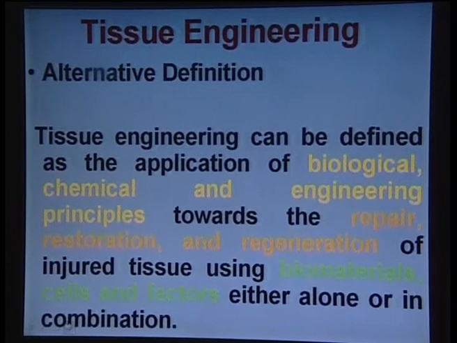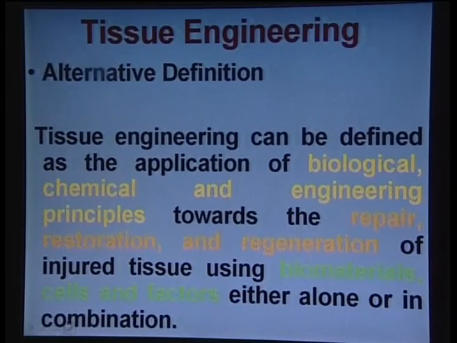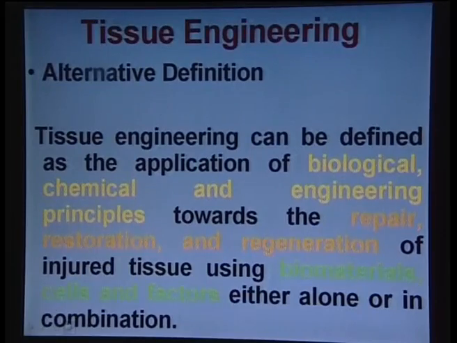Now, an alternative definition that they have proposed is that tissue engineering can be defined as the application of biological, chemical and engineering principles. As I said, engineering discipline also contains material science, chemical engineering, etc. So, essentially here it has been defined as the application of biological, chemical and engineering principles towards the repair, restoration and regeneration of improved tissue using biomaterials, cells and growth factors either alone or in combination. That means this tissue engineering essentially has been defined as the application of the different engineering disciplines' principles towards the repair, restoration and regeneration of the injured tissues. So, basically you can repair the injured tissues as well as restore the normal functions of those tissues in that implanted area.